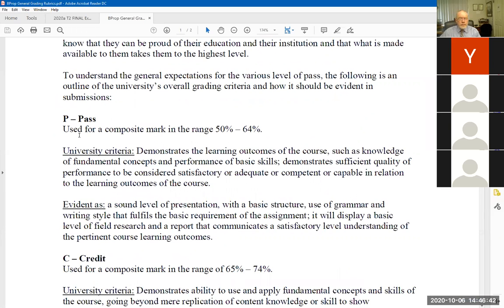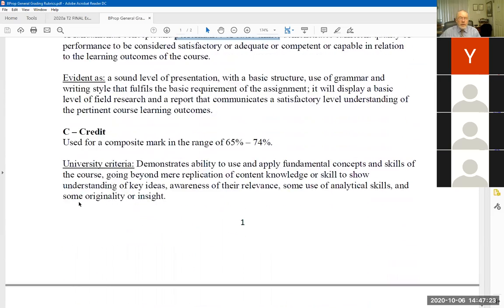Okay. What's it saying? To get a pass, you demonstrate learning outcomes for the course, such as knowledge of fundamental concepts and performance of basic skills. Basic. Demonstrates sufficient quality of performance to be considered satisfactory or adequate or competent or capable in relation to the learning outcomes of the course. So if this is in accounting or property or financial advice, it means you're adequate or competent to practice accounting or property valuation or whatever it is. Doesn't mean you're an expert, not top of the tree, but you've mastered the basic skills. That's a pass, right? Move on to a credit.